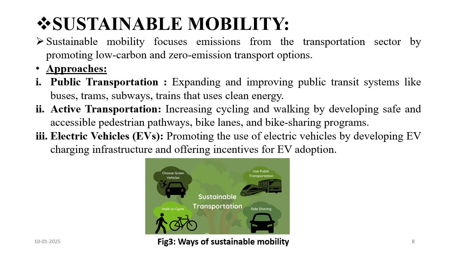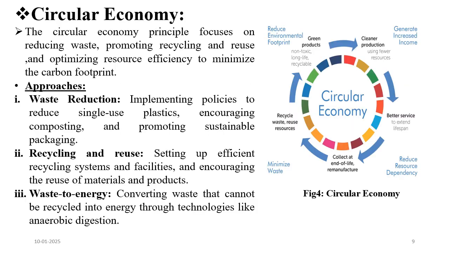The second key principle is sustainable mobility. It basically focuses on emissions from the transportation sector by using public transportation, pathways, bike lanes, and electric vehicles. The next key principle is circular economy. It includes reducing carbon emission by focusing on reducing waste and promoting recycling and reuse. The approaches of circular economy include waste reduction, promoting recycling and reuse, and converting waste to energy.